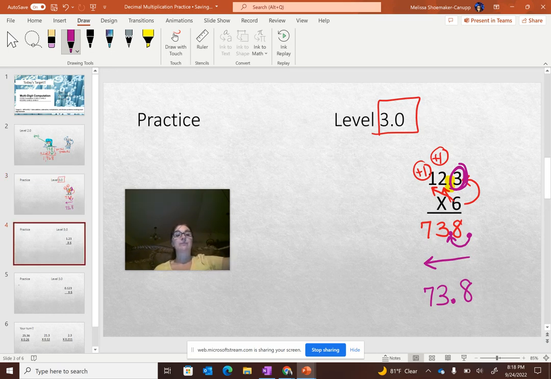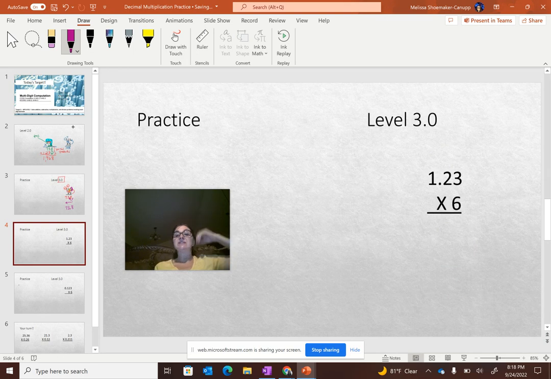Okay, now this is the same problem. So I'm going to go ahead and write 738 because I know that's the multiplication of it. The only thing that's changing is where the decimal is. So let's take a look. How many numbers are behind the decimal this time? I see a 2 and a 3. So how many is that?